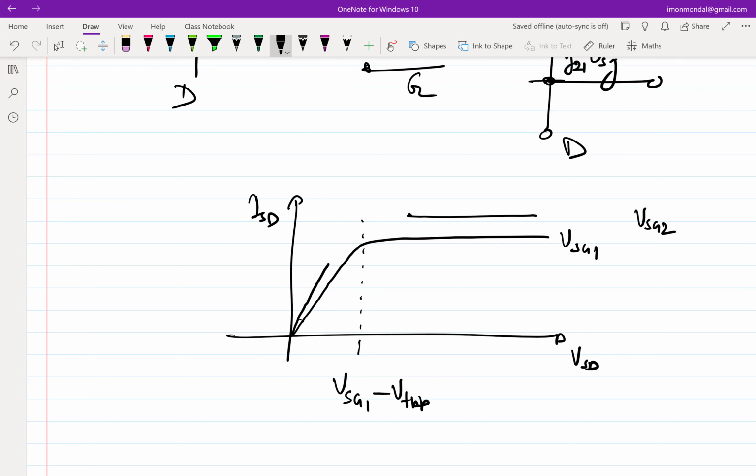Now the only thing to bother about is where they will connect. Should it connect here, or somewhere here, or below the previous? It should connect to the right-hand side, because VSG2 is greater than VSG1. So VSG2 will be somewhere here, and maybe somewhere here it will get pinched off. Horrible drawing, but you get the idea.